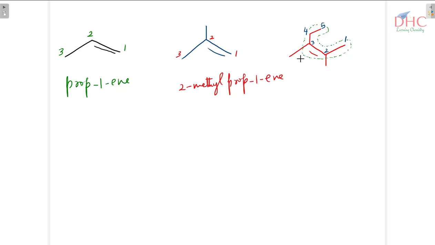So there are two substituents attached. One is here methyl group, another is here methyl group. Both are methyls, and one is having a position number of 2, another is having a position number of 3. So you have to prefix them. So we have 2,3-dimethyl.